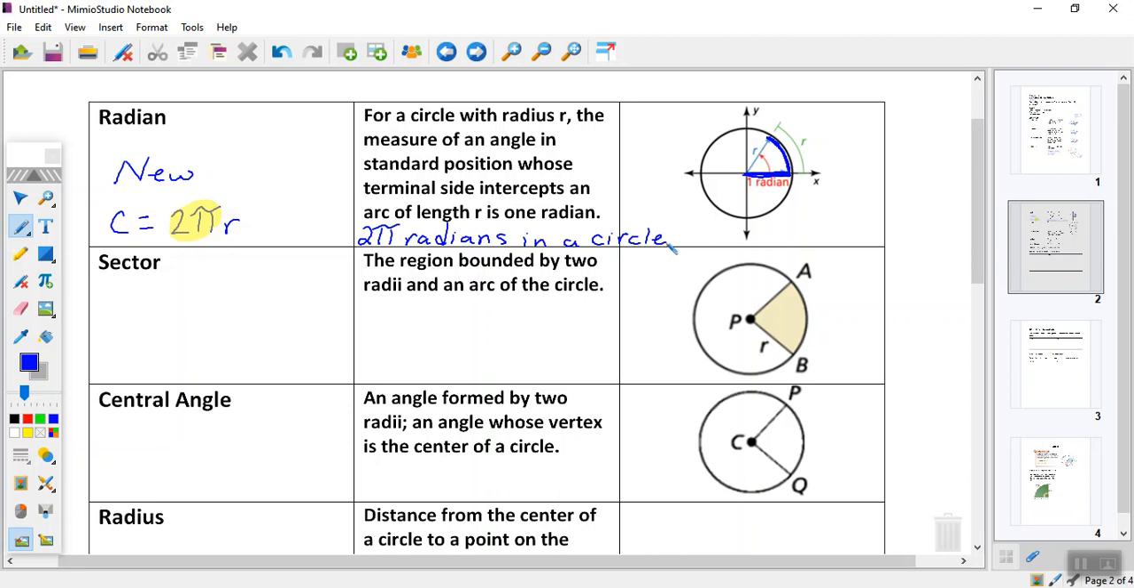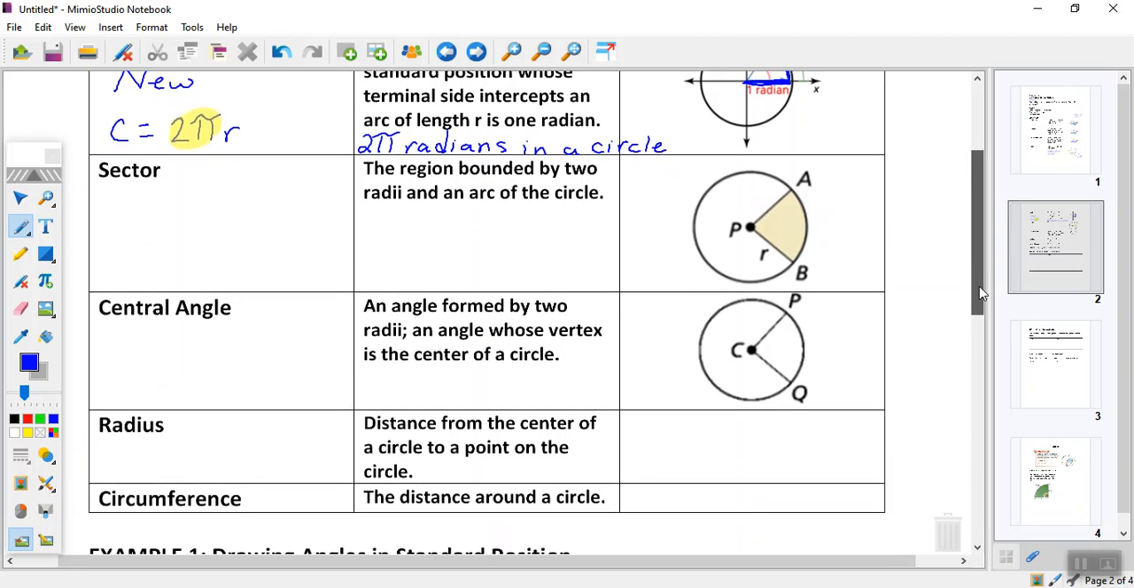In a full circle, how many degrees are there? 360. Okay, so what we're going to work on doing is turning a certain number of degrees into a certain number of radians. But keep this in mind. You know that there's how many radians in a whole circle now? 2 pi. And you know there's how many degrees in a whole circle? Which means 2 pi radians has to equal how many degrees then? 360. And we're going to use that conversion to help us understand this today. Okay? All right.